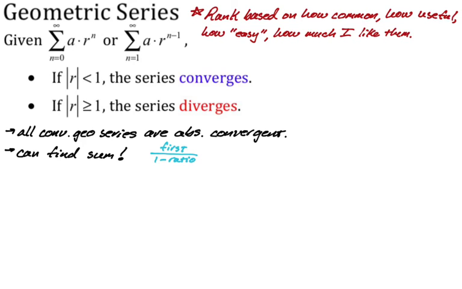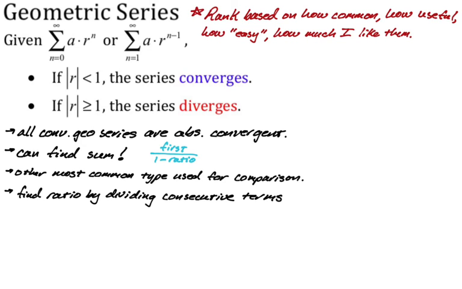I would say it's definitely, with p-series, the next most common type that you're going to compare things to. So in that regard, it helps the direct comparison and limit comparison tests do their jobs. So you've got to know all about these. Geometric and p-series are, I don't know, the basis upon which a lot of other tests operate. So if you do need to, you can find the ratio by dividing consecutive terms.